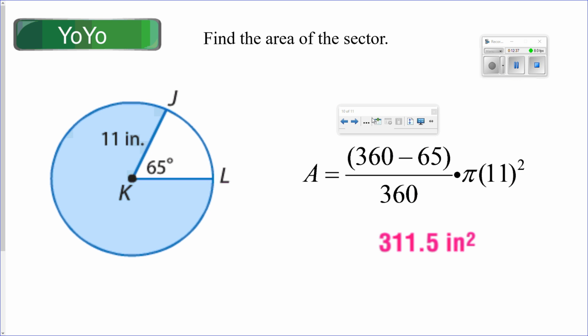On your own, find the area of the... I did it for you, dang it. Well, I guess we'll skip that then.